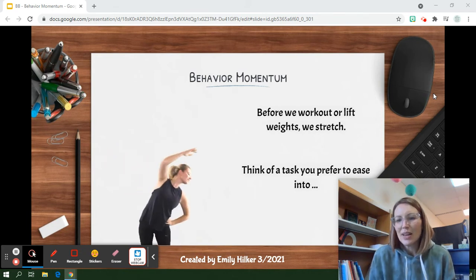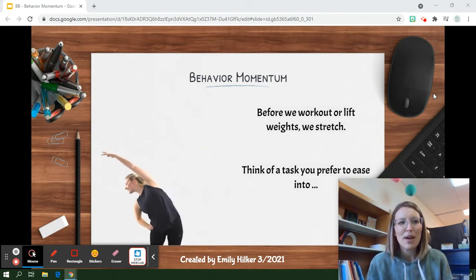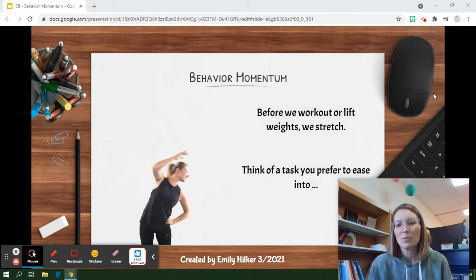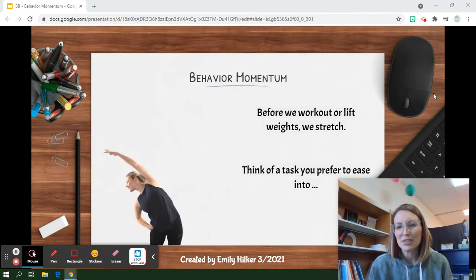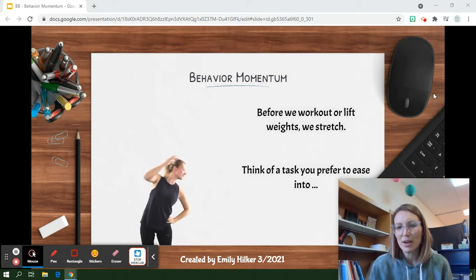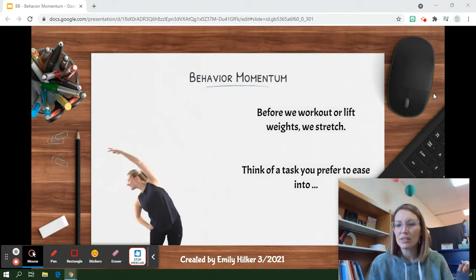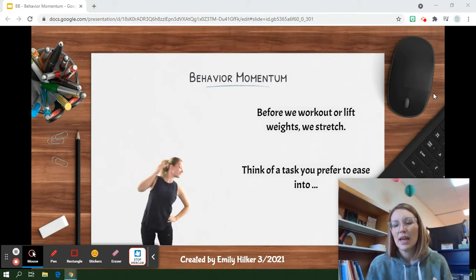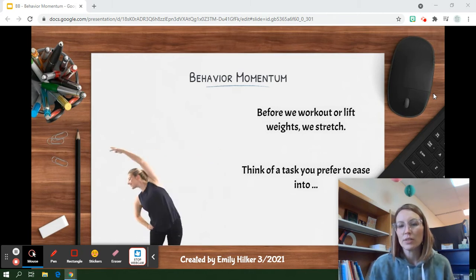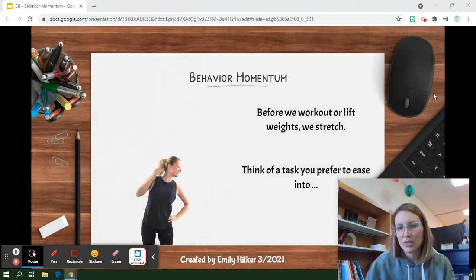Think about things that you like to ease into. If you have a list of jobs at home, you might not be the person that's going to do the worst job first. You might do a couple easy little things to get them crossed off your list and build up to that more difficult, longer lasting job.